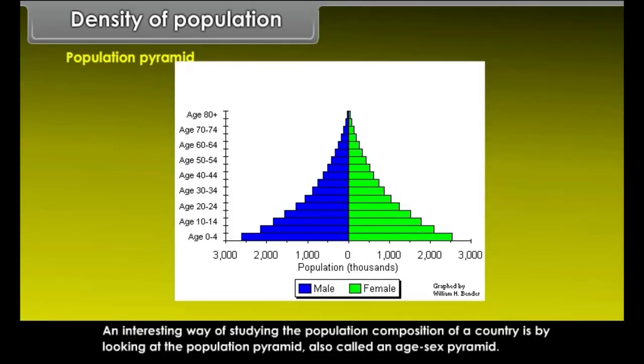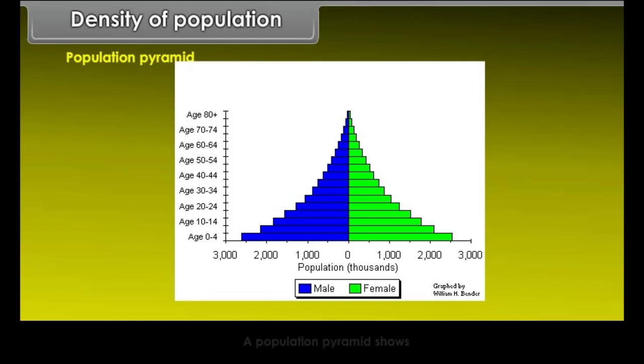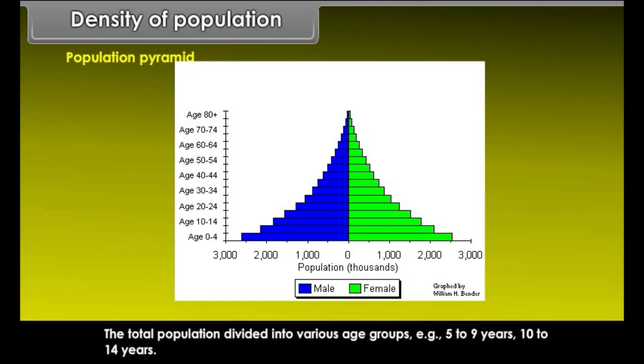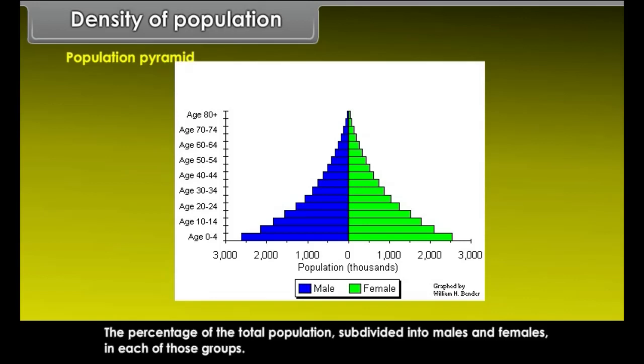Population pyramid. An interesting way of studying the population composition of a country is by looking at the population pyramid, also called an age-sex pyramid. A population pyramid shows the total population divided into various age groups. Example, 5 to 9 years, 10 to 14 years. The percentage of the total population subdivided into males and females in each of those groups.